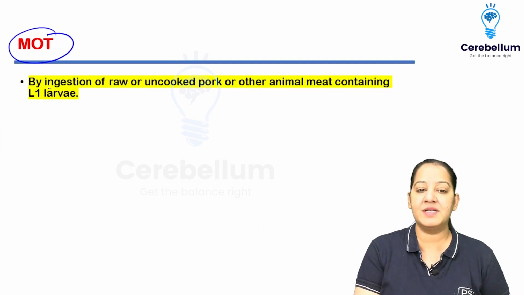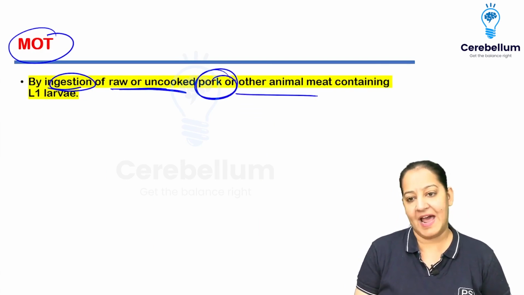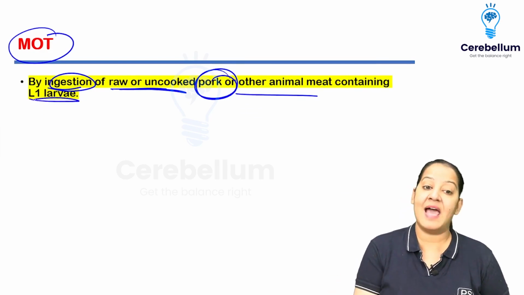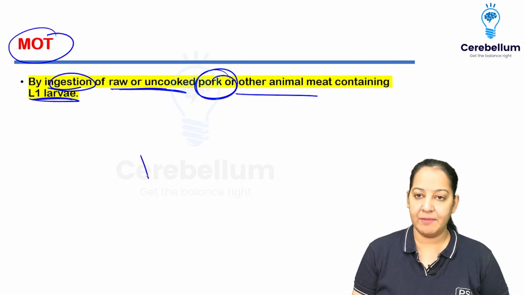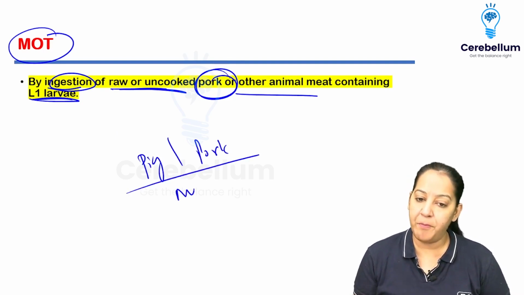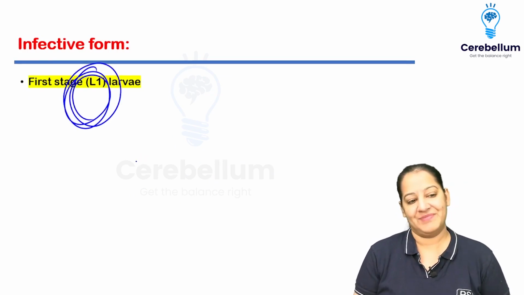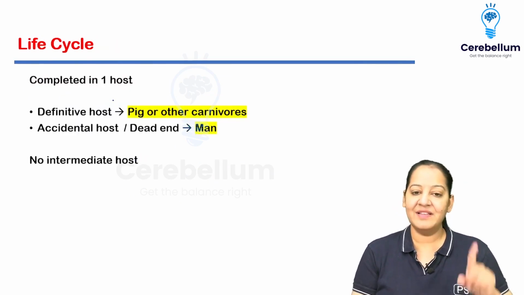The mode of transmission is ingestion of raw or uncooked pork or other animal, the muscle of which contains L1 larva. So when someone eats pork, the pork muscle is contaminated with L1 larva. So the infective stage is L1 larva. Now in the life cycle, there is only one host.